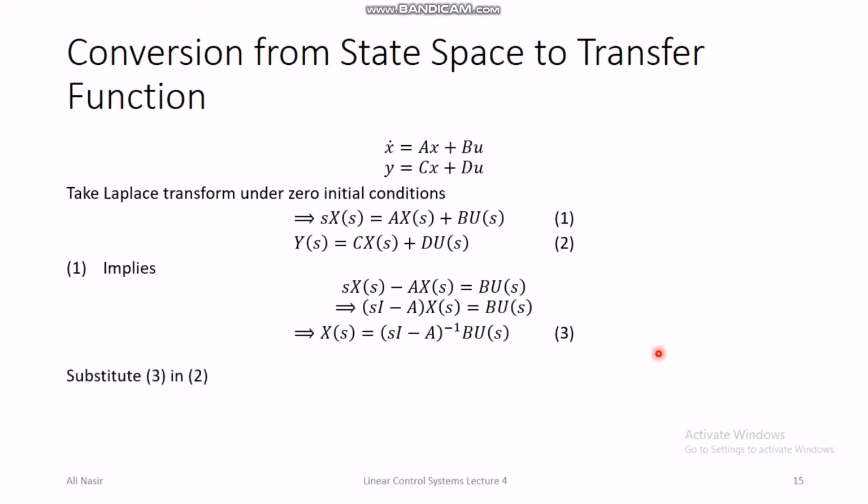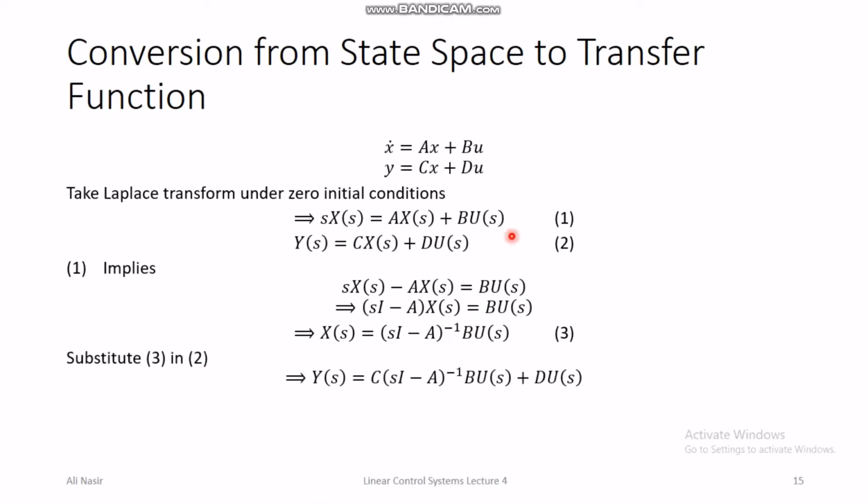And if we substitute 3 into equation number 2, then y is equal to c into si minus a inverse b times u of s plus d times u of s. And if you take u of s as common and then take it to the left hand side, this is the transfer function, and the transfer function is C into sI minus A inverse B plus D in general, and when D is 0, then this is just C into sI minus A inverse B. So this is how we derive this formula for the conversion of state space into the transfer function. And now we look at the example.